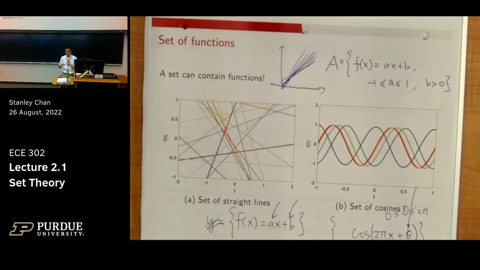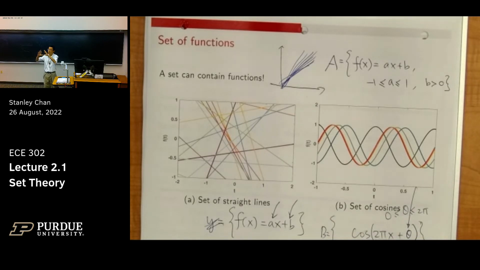However, the set A is not a set of a and b. This set is the set of all the straight lines. This set B is a set of cosine functions. I want to make it clear. It's not a set of theta. It's a set of cosine functions.